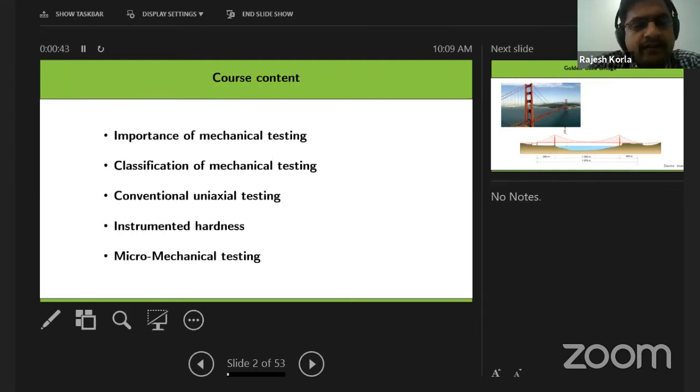And then finally, I'll introduce the conventional uniaxial mechanical testing, which is UTM, and then talk about what machine compliance is and how to correct it, and what kind of experimental techniques are there to minimize the machine compliance. And then I will talk about the instrumented hardness. It's also called nano hardness, or basically depth sensing hardness. And then finally, I will close my talk with some case studies in micromechanical testing, which I've done at Oxford University.